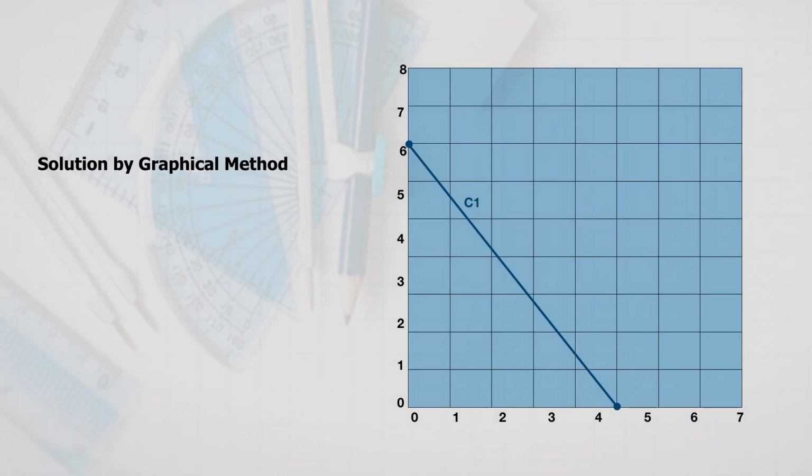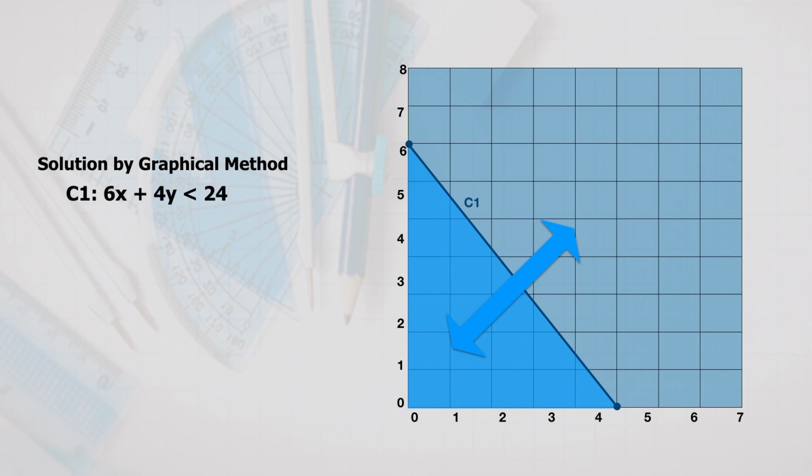One region is towards the origin and the other away from the origin. Any one of these 2 regions only will satisfy 6x plus 4y less than 24. Note that none of these 2 regions include the graph of 6x plus 4y equal to 24. By substituting a point that does not belong to 6x plus 4y equal to 24 and belongs to any one of these 2 regions and verifying its satisfiability, it is possible to identify the region.